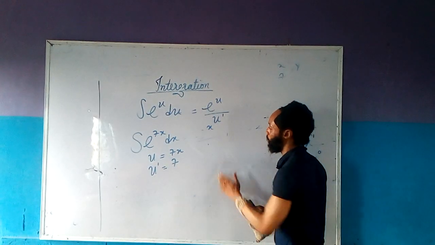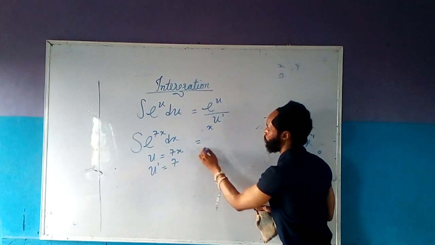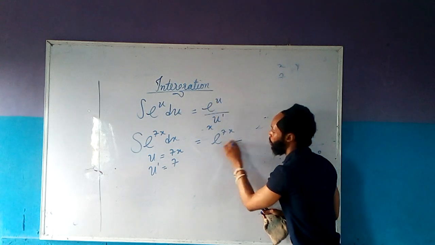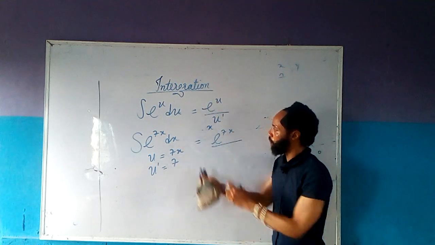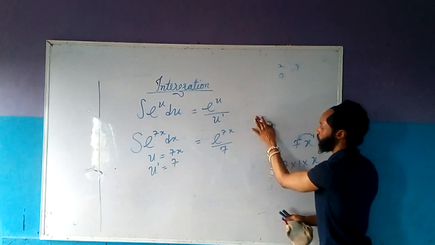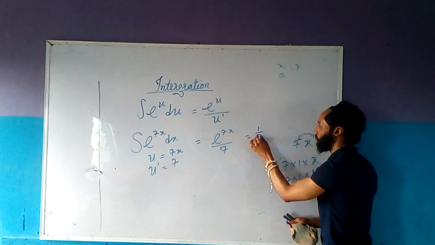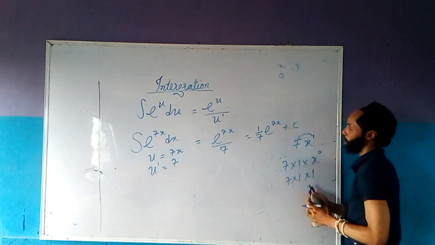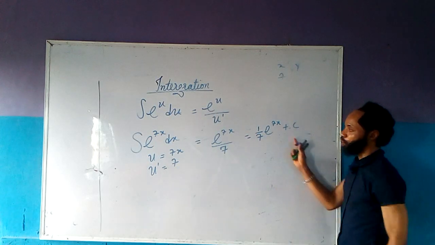So we have everything we need. We have e raised to power 7x, that's e raised to power u, all over u prime. What's our u prime? 7. All over 7. So we can write our final answer as 1 over 7 e raised to power 7x plus c, as constant of integration.